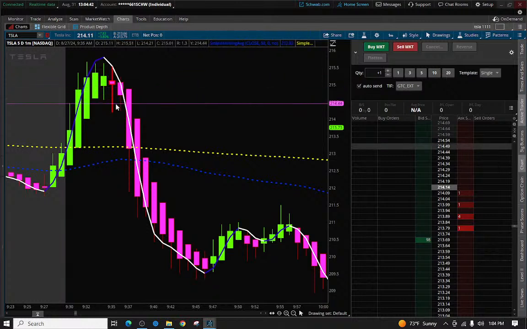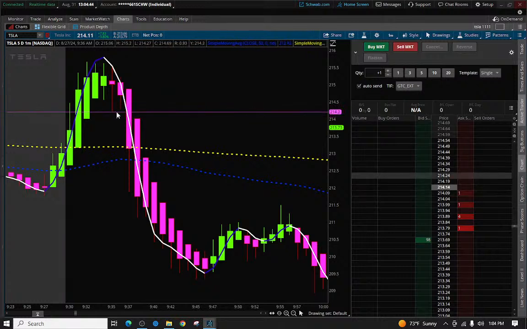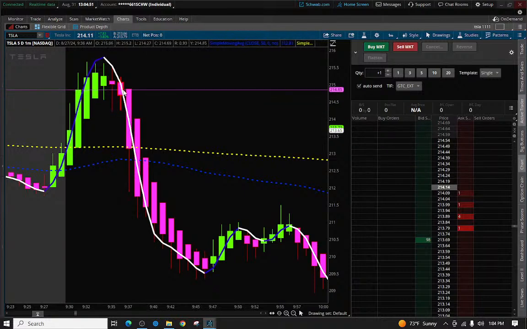But this one is actually better because it doesn't dip down as far as this one does. This one dips a little further down, so you're going to get a better fill on this one anyway, most likely. So anyway, you go short there, and the result of you going short there is $480. $480 by the time you get out on this green candle.